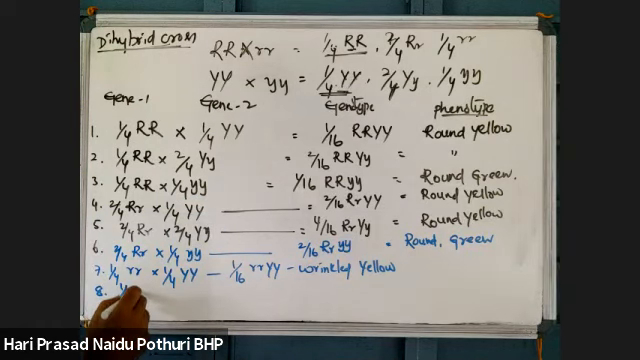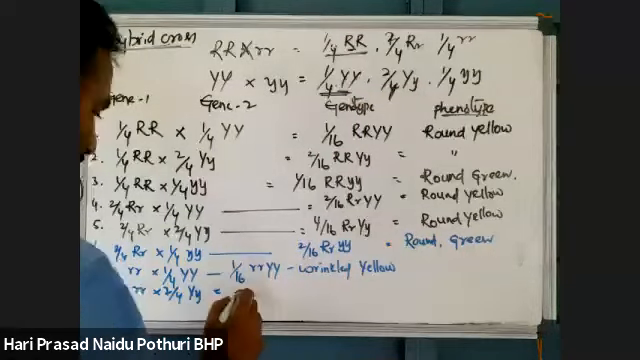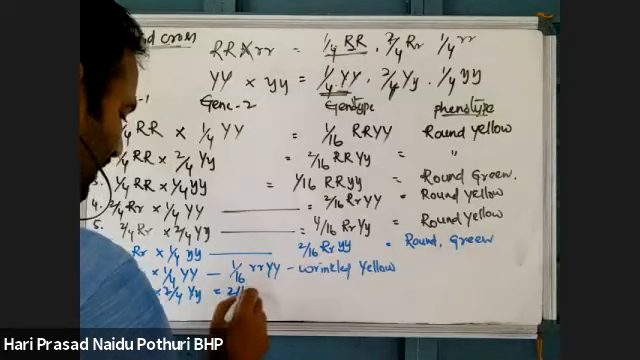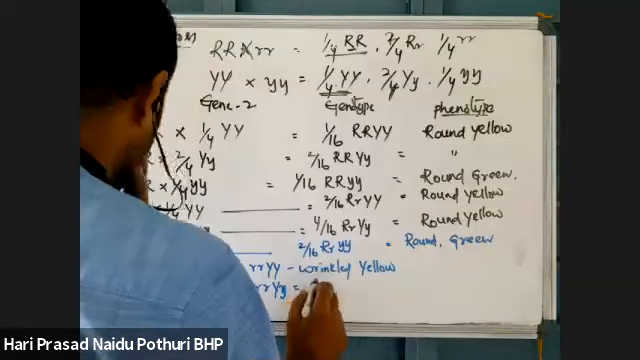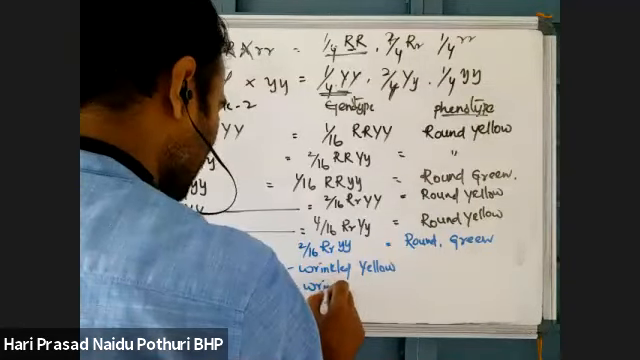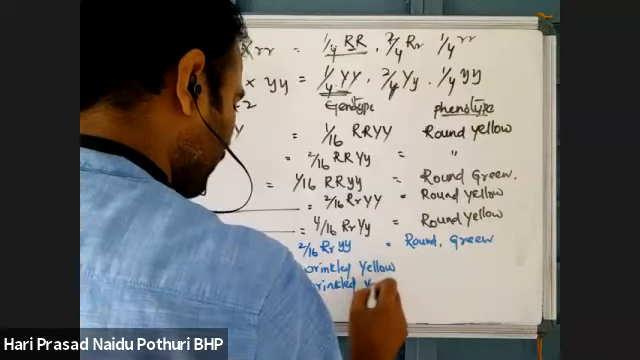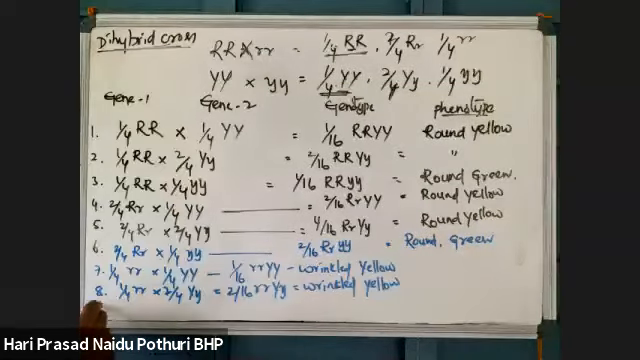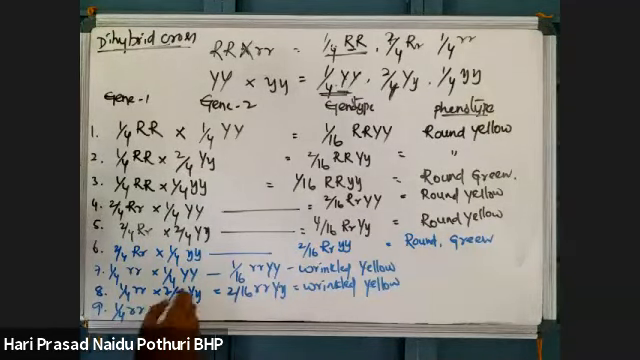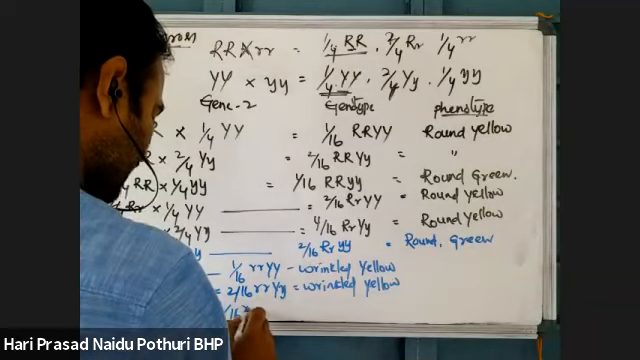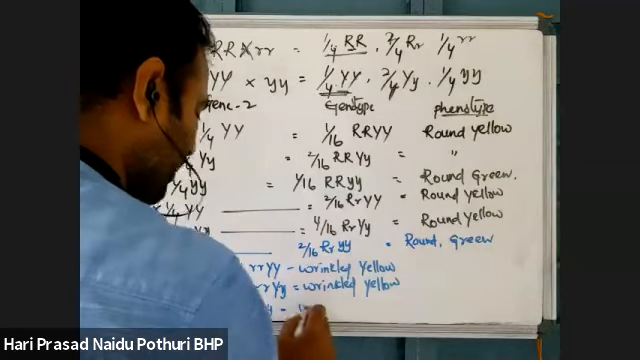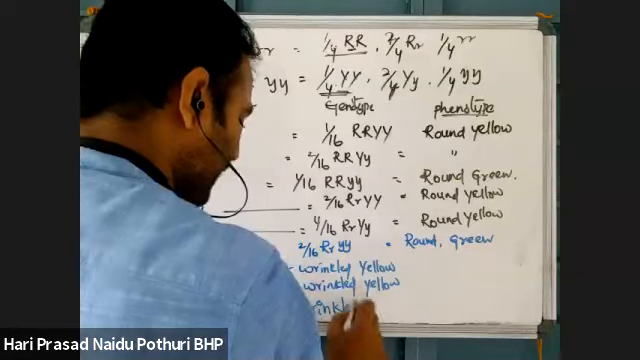1 by 4 small r into 2 by 4 capital Y, small y. That will give 2 by 16, 2 by 16 small r capital Y, small y. So this is a wrinkled yellow. Finally, 1 by 4 small r into 1 by 4 small y. This will give 1 by 16, 1 by 16 small r small y, which is wrinkled green.